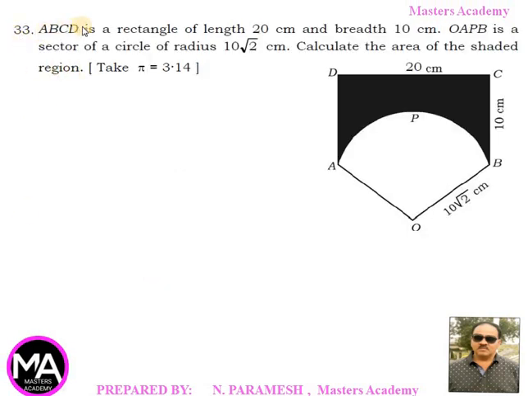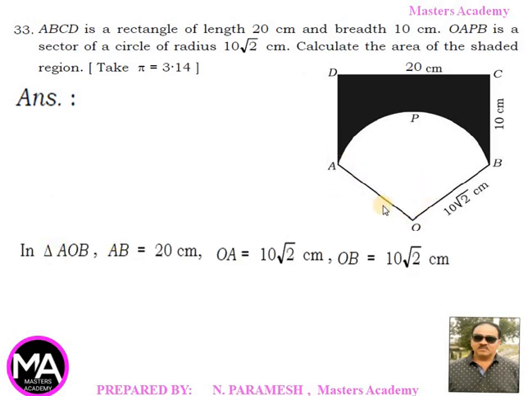33 question. ABCD is a rectangle of length 20 centimeter and breadth 10 centimeter. OAPB is a sector of a circle of radius 10 root 2 centimeter. Calculate the area of the shaded region. Take pi is equal to 3.14. Answer.